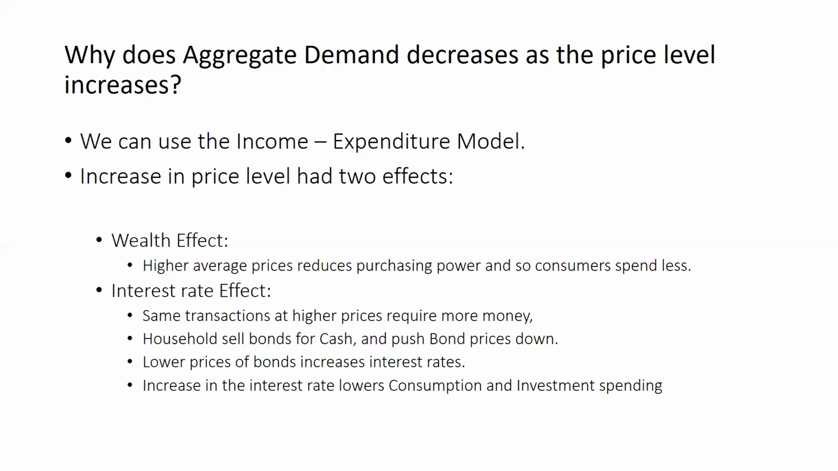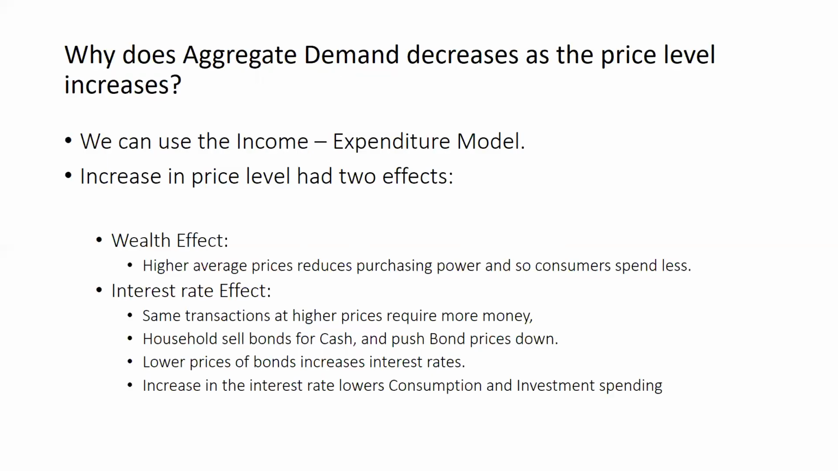So we can derive the aggregate demand curve using the income expenditure model to help us think about that. And so we want to think about how an increase in the price level affects aggregate spending. On the one hand, we have what we call a wealth effect, which means that higher average prices reduce purchasing power because things cost more, and so consumers will tend to spend less.